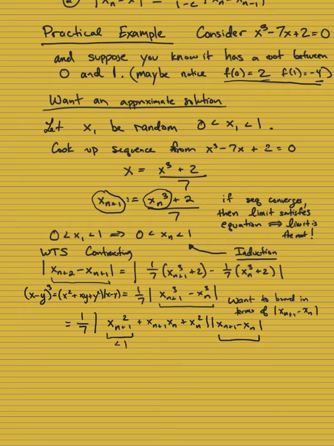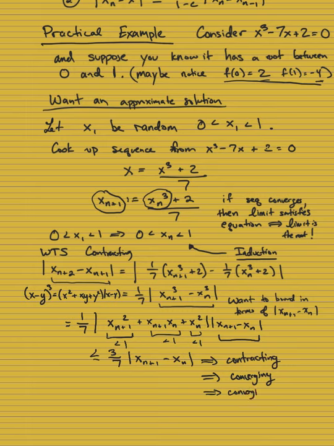Okay, I mean, this is at least what I know. This is less than 1. And this is less than 1. Okay, since everything is less than 1. So therefore, we get this is less than or equal to 3/7 times x_{n+1} minus x_n. So therefore, we get contracting. Therefore, we know it's converging. And of course, once it's converging, you get that it's converging towards the root by our setup.